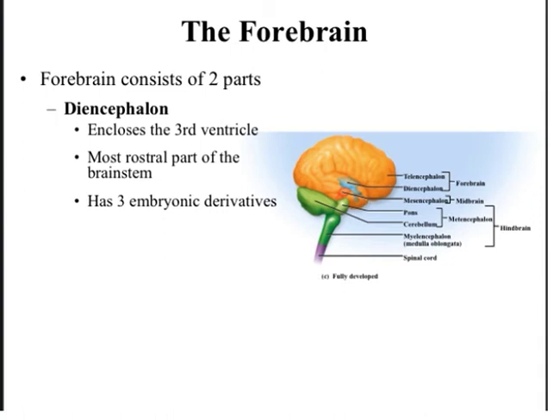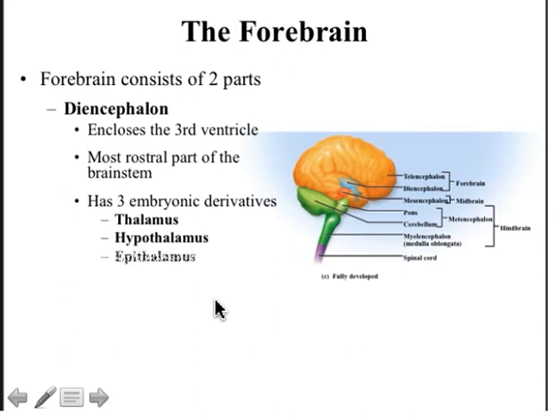So that's what we're talking about when we're talking about embryonic derivatives. Okay, we start out basically as a little bulge or mass of embryonic tissue, and through cues that are present in the extracellular environment, we eventually differentiate and give rise to the structure that you see in the full-grown adult. So the three embryonic derivatives of the diencephalon are the thalamus, the hypothalamus, and the epithalamus.